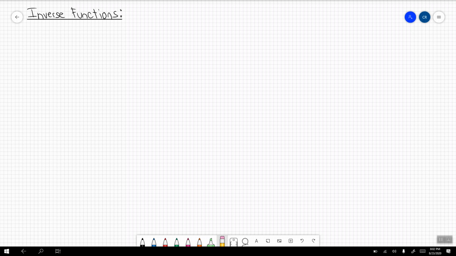So the very first section that we come across is titled as the chapter, and it's called inverse functions. And what we want to do is start off by defining what an inverse function is.